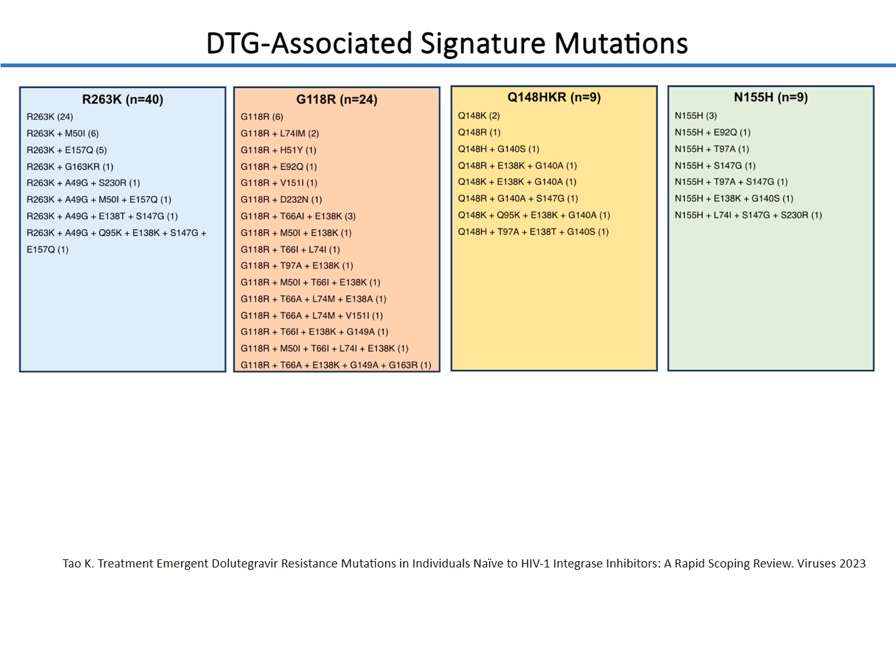This slide shows a much more detailed picture of the patterns of drug resistance mutations selected by dolutegravir in persons who were previously INSTI naive before they received the drug. It is from a recent review in which we analyzed sequences from 99 previously INSTI-naive individuals from 37 publications published through August 2023.